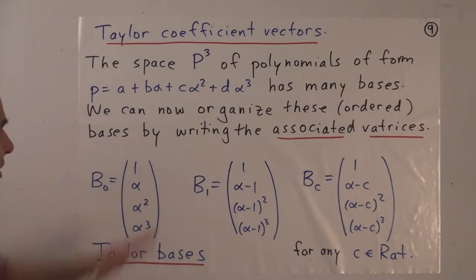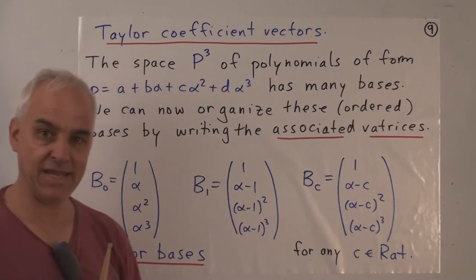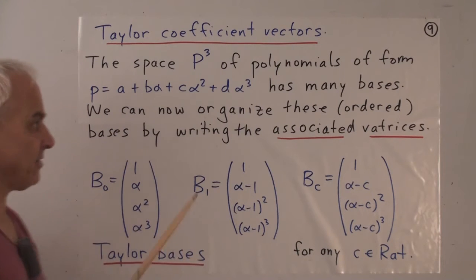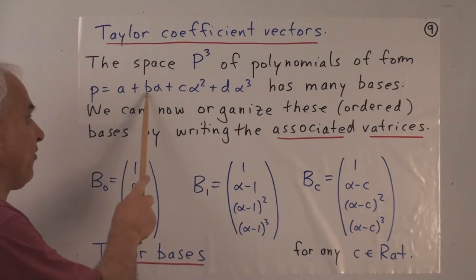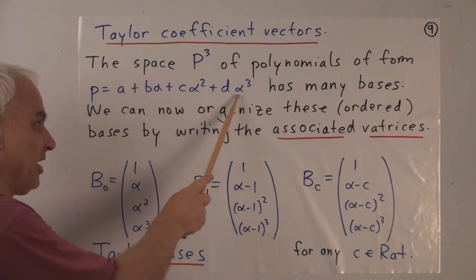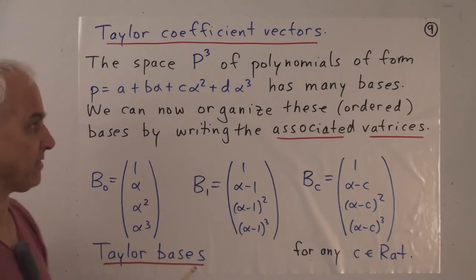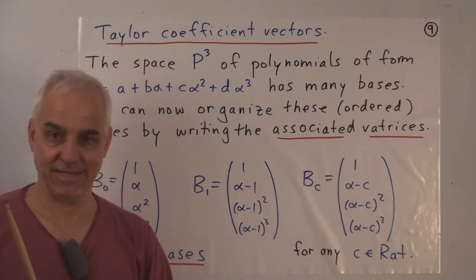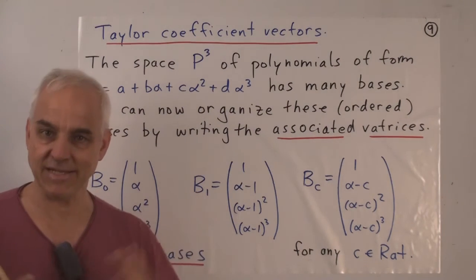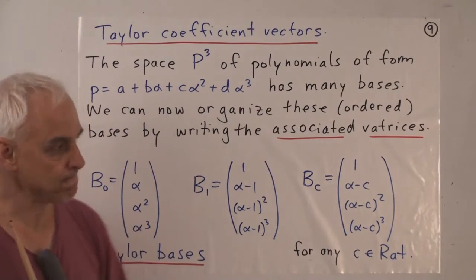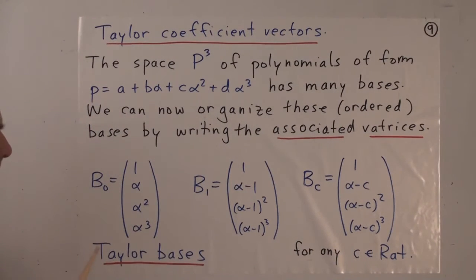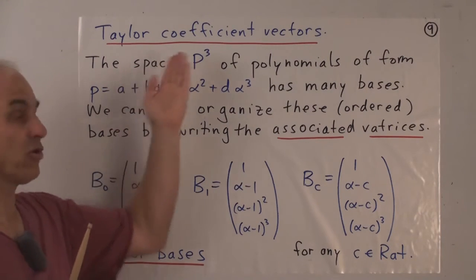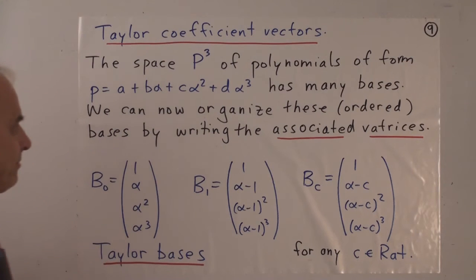To be very specific, we're going to stick with our familiar space P3 of polynomials of degree 3 or less. So these are polynomials of the form a plus b alpha plus c alpha squared plus d alpha cubed. That's a four-dimensional space of polynomials, and we've seen that it has many bases. We've talked about all kinds of different bases of this space. Today we're going to look at a particular family of bases associated with the Taylor coefficient idea in calculus.